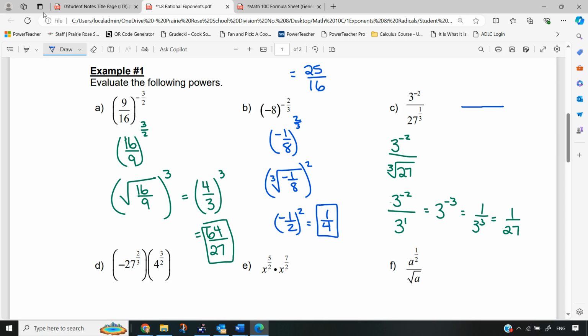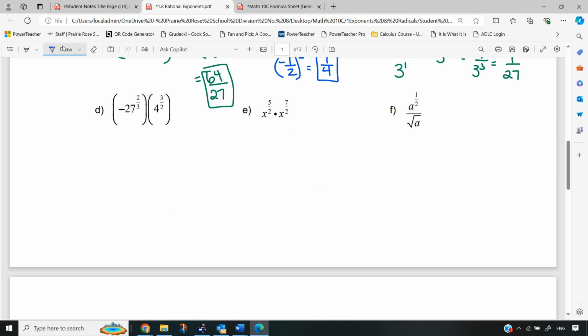So I've got 3 to the negative 2. I would move that into the denominator. I still need to evaluate my fractional exponent. So I've got the cube root of 27. There's nothing on top, so that means I'm going to have a 1. That will give me 1 over 9 times 3, which is 1 over 27. Different methods, same answer. So moving on to example D, we're in the same situation.